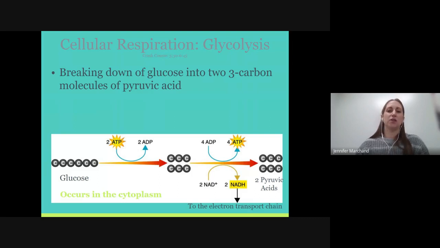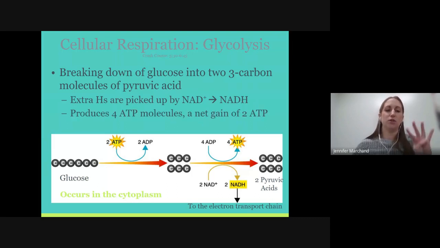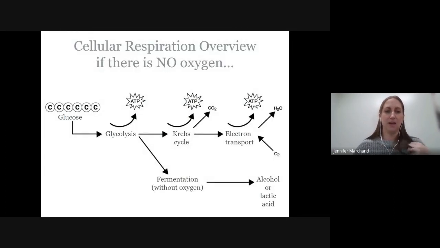Okay, so let's talk a little bit about glycolysis. During glycolysis, this is going to be the breaking down of glucose into 3 carbon molecules of pyruvic acid. The extra H's are the ones that were picked up by the NAD+ and turned into NADH. It produces 4 ATP molecules with a net gain of 2 ATP at this time.